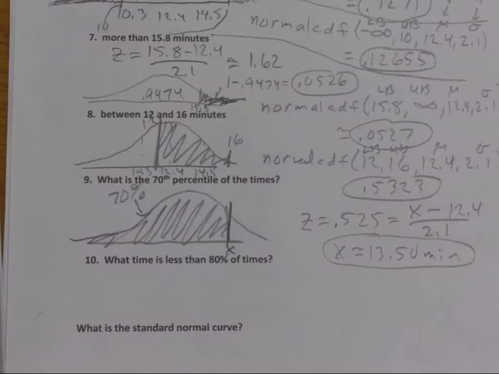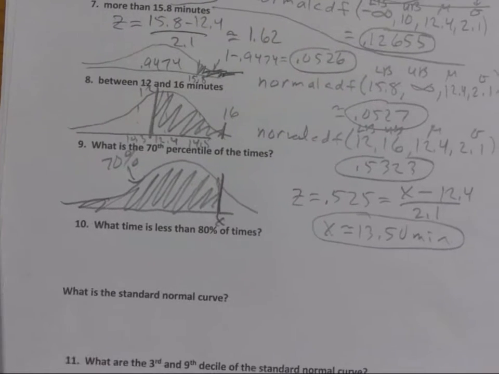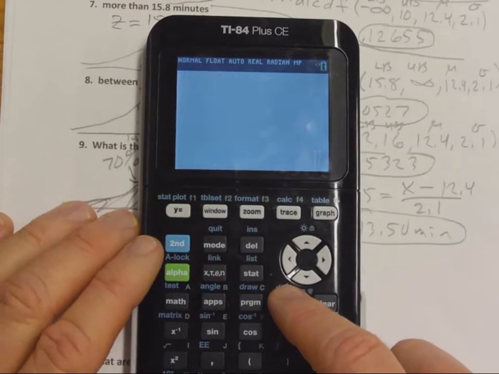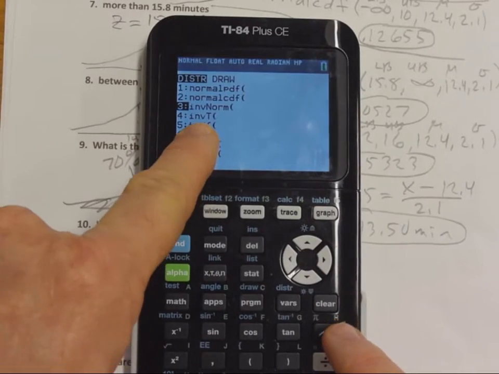Minutes. There we go. Or you could use what is known as inverse norm, which is really the quickest way of doing it. So inverse norm is this. If you go second distribution and use inverse norm.